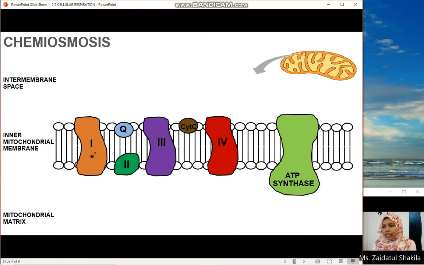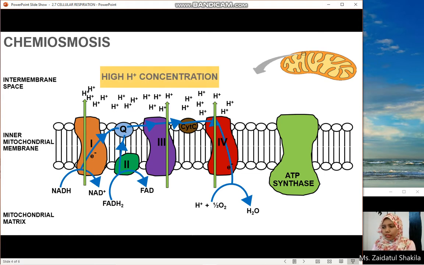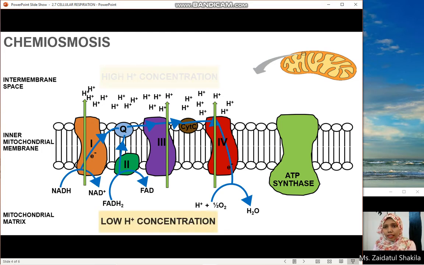The electrons transferred during the electron transport chain cause proteins to pump hydrogen ions, aka protons, from the mitochondrial matrix into the intermembrane space. Thus, it creates the proton concentration gradient. It means that the concentration of hydrogen ions in the intermembrane space is higher compared to the mitochondrial matrix. Why is there a creation of a proton concentration gradient? It is to generate ATP.